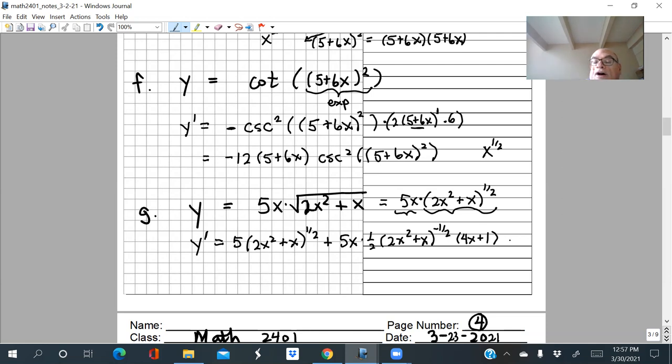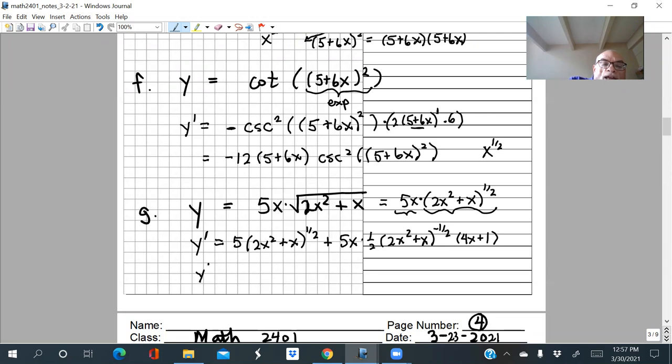We have all of this is the derivative of 5x times the square root of 2x squared plus x. Okay, so here we get a messy derivative. Sometimes when you take derivatives, your derivatives are simpler than your original function. But sometimes when you take derivatives, the derivatives get more complicated than the original function.